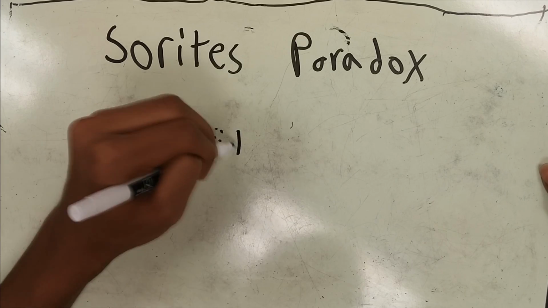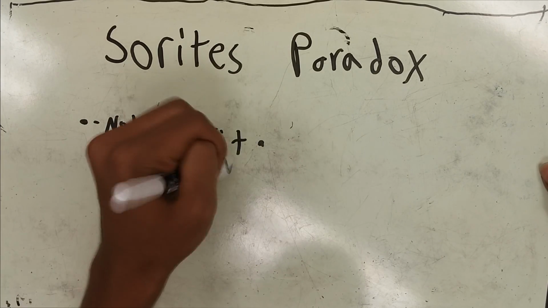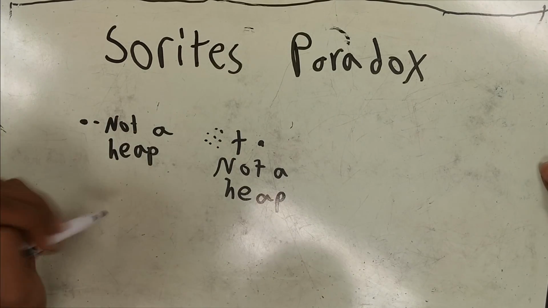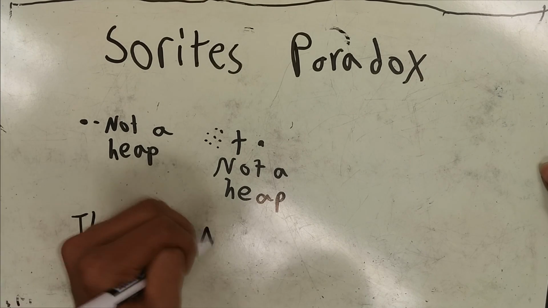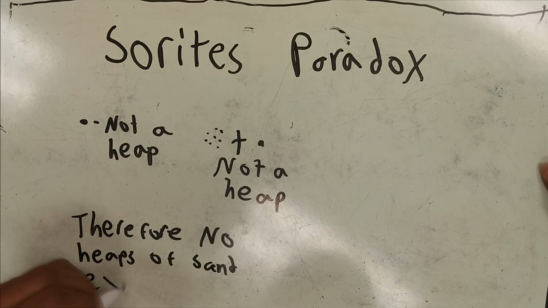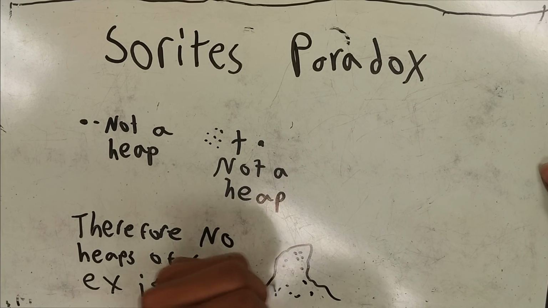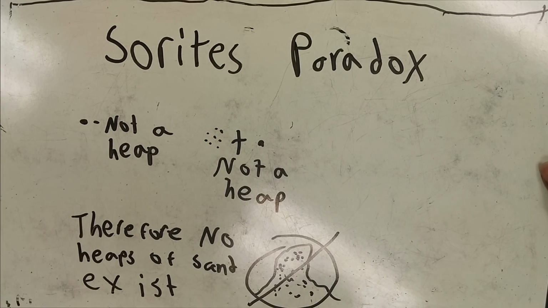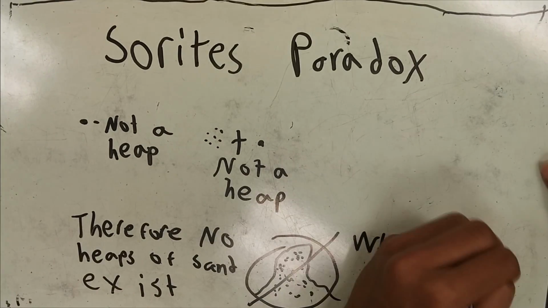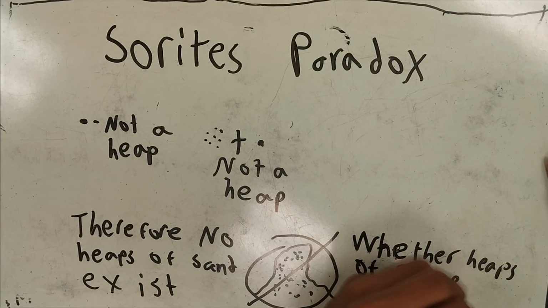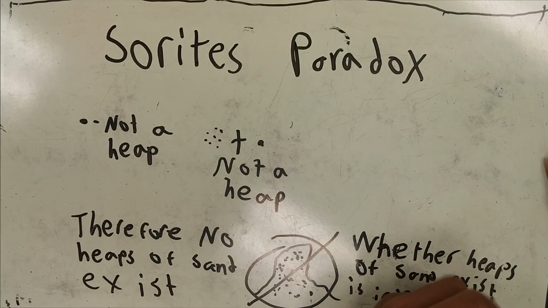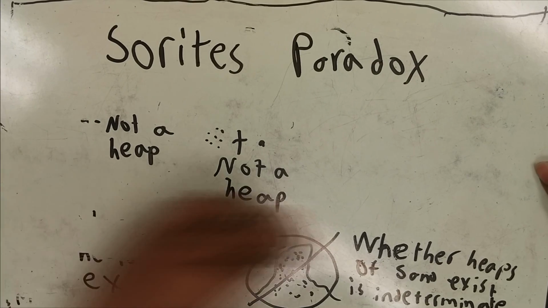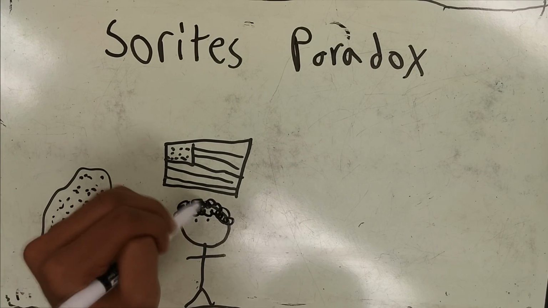The K3 system cannot be used to evaluate all statements. For example, take the Sorites paradox. A grain of sand is not a heap. Adding a grain of sand to something that isn't a heap does not make a heap. Therefore, there are no heaps of sand. Using bivalent logic, this holds true. And using K3 logic, it is concluded that it is indeterminate whether heaps of sand exist. However, we know that heaps of sand do exist.